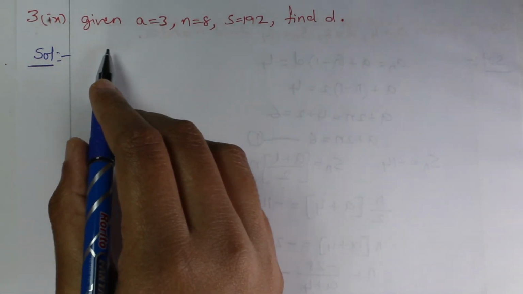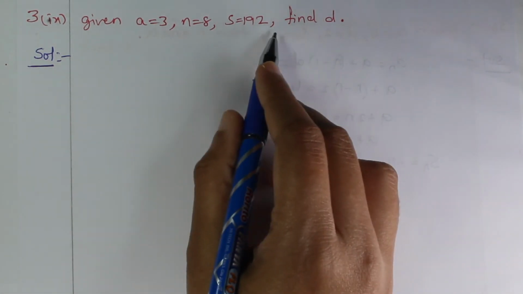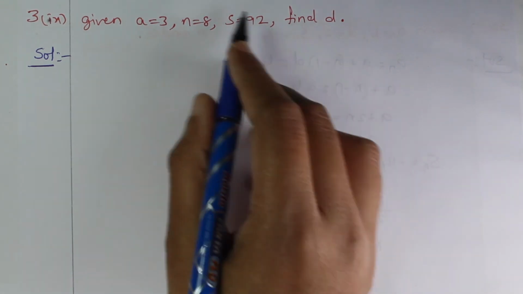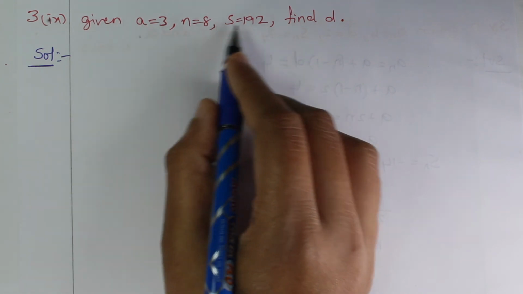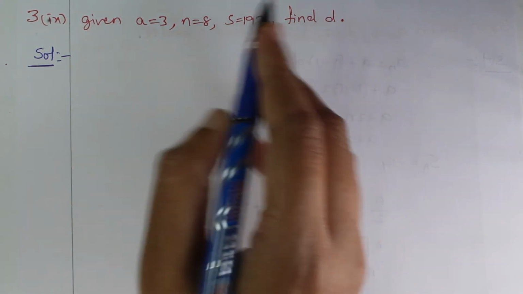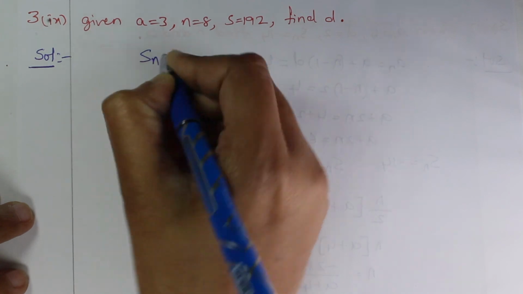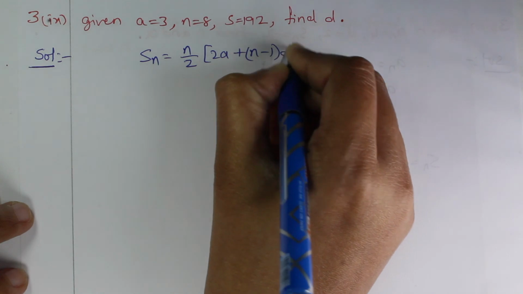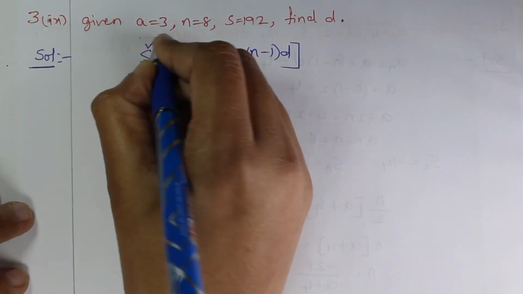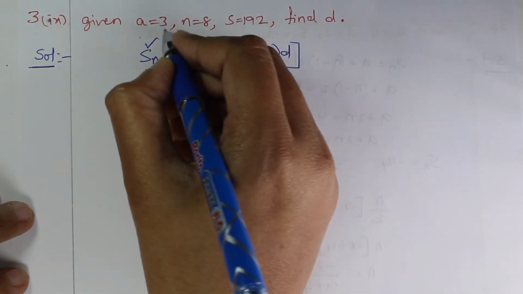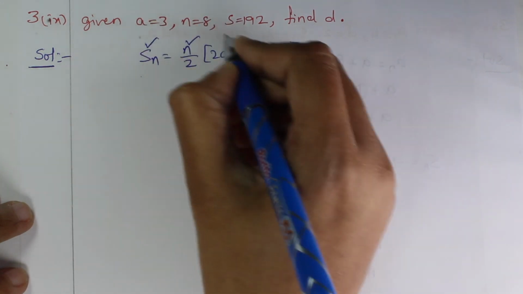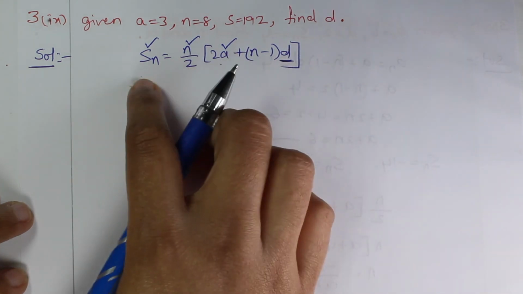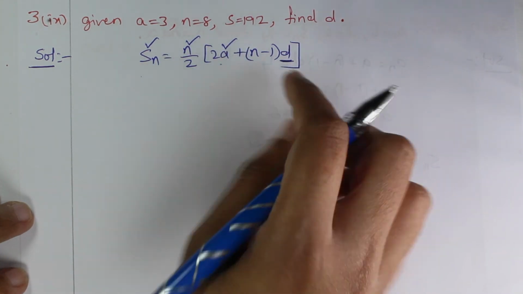Now let's move to the ninth question. Given a is equal to 3, n is equal to 8, S is equal to 192, find d. So he has given the S value, n value and a value. We have to find out the common difference d. We know the formula of Sn, right? Sn is equal to n by 2 into 2a plus n minus 1 into d. Here we know the value of Sn, which is 192, the value of n, which is 8, and the value of a, which is 3. So we will substitute these values in this equation and solve for d.